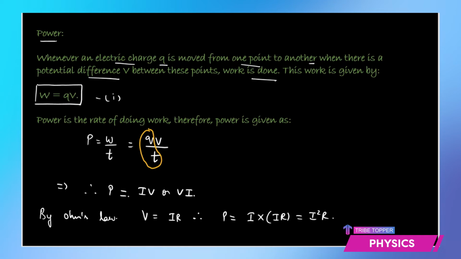And another expression you can get the same way from Ohm's law, that I is equal to V by R. So if here you plug in the value of I as V by R, the power which is VI becomes V times V by R. So you have an expression for power as V square by R. So we can say that the expressions of power can be work over time, or VI, or I square R, or V square by R.